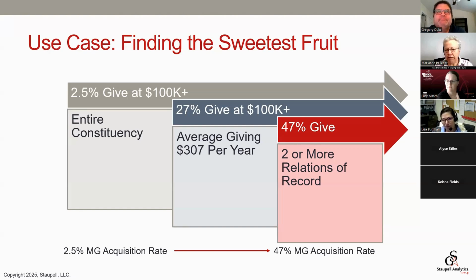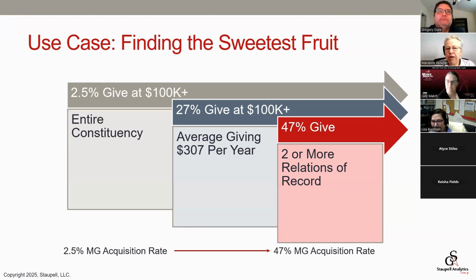But if we said to gift officers, look, you don't have to talk to them unless their average giving is $307 per year. Gift officers love to hear that. That $1,100. The gift officers that I worked with, they love to hear that because they didn't want to talk to prospects who have never given. You don't even know why they've never given, right?